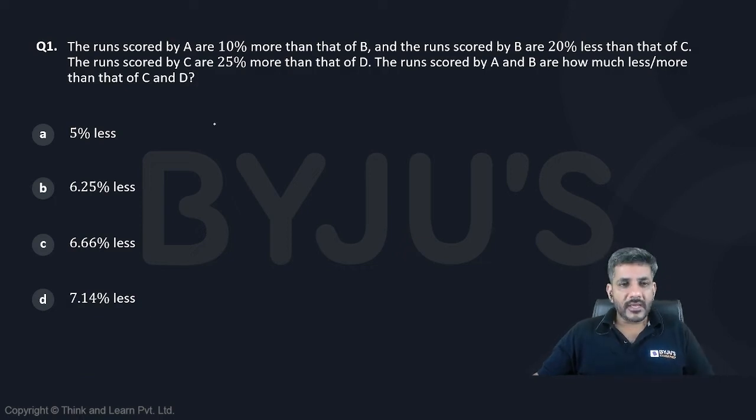An important point that I want to mention here, that score of A is dependent upon B, score of B is dependent upon C, score of C is dependent upon D. So it is always better to assume D's score as something. So let us say D has scored 100. So I am assuming the score of D to be 100. Now he says that score of C is 25% more than him. So score of C would be 25% more, which is 125.